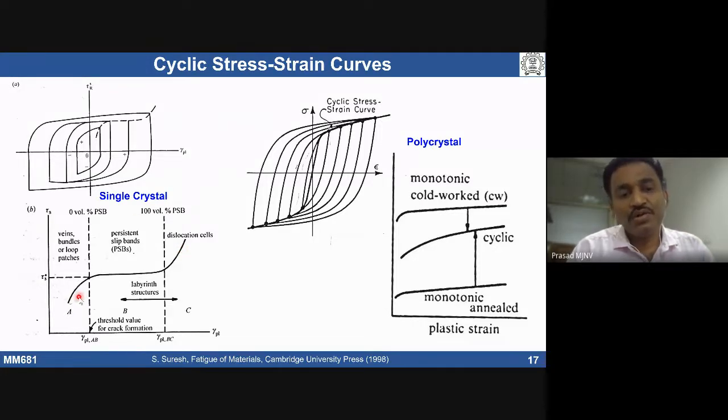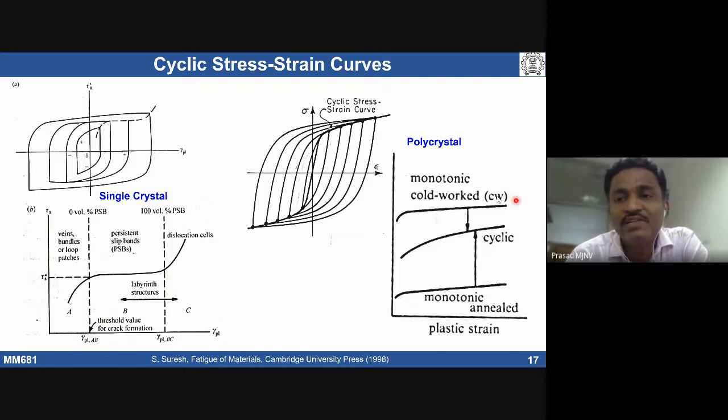Each region is going to experience a different type of microstructure evolution. So the microstructure is going to evolve under cyclic loading conditions. However, that evolution is going to change depending on how much strain you have given, and the microstructural features we see are also going to change with the amount of strain you are giving to the material. So in single crystals, we typically see vein structures, persistent slip bands, labyrinth kind of structures, and dislocation cells are going to develop.